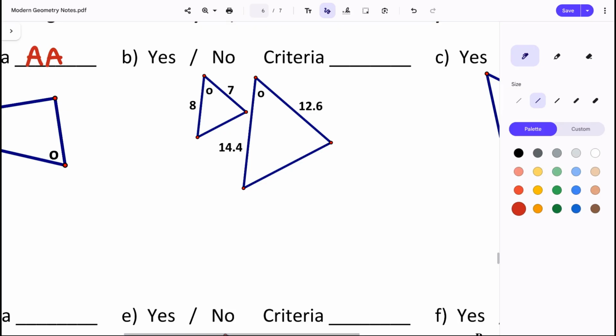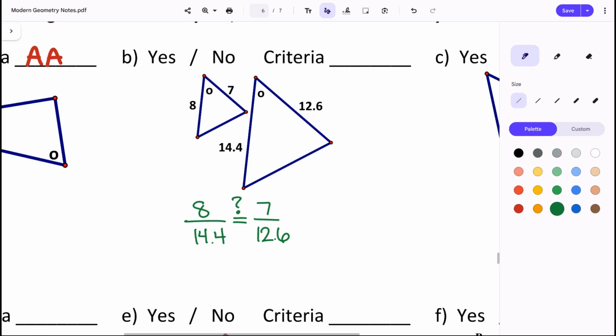Now, to check if they're proportional, I'm going to set up those sides that we said should go together. So I'm going to put 8 with the 14.4. And I'm going to put an equal sign with a question mark above it because I'm checking to see if they're proportional. And I'm going to do 7 over 12.6 on the other side.